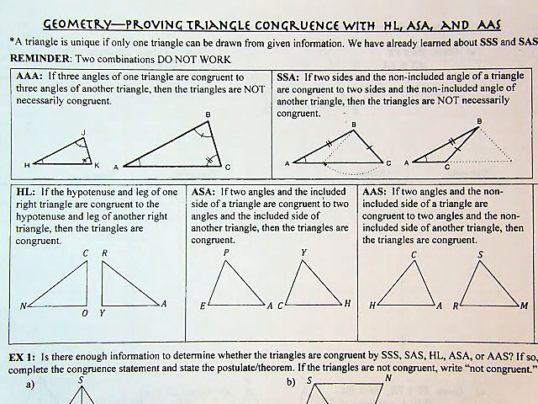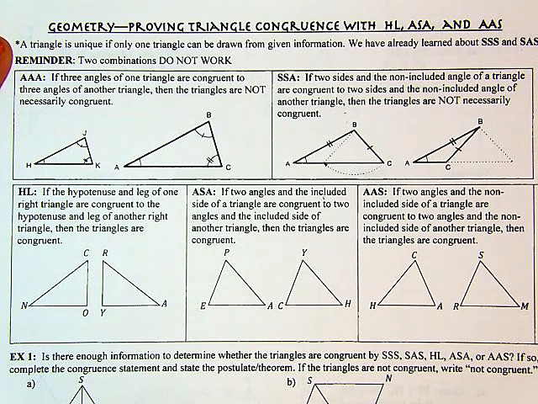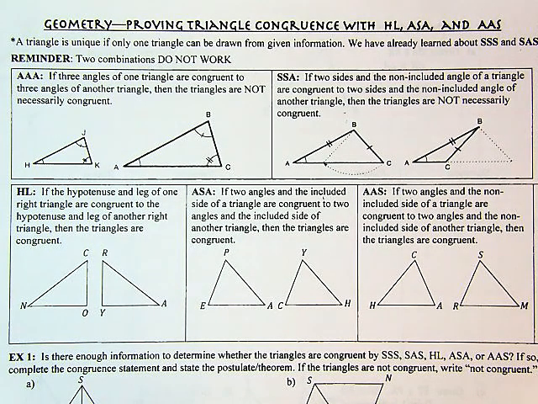All right, you guys, today we are going to prove triangle congruence with HL, that's hypotenuse leg, ASA, angle side angle, and AAS, which is angle angle side. So just a reminder up above, a triangle is unique if only one triangle can be drawn from given information. So any other triangle with that same information would match that first triangle perfectly. They would be congruent.